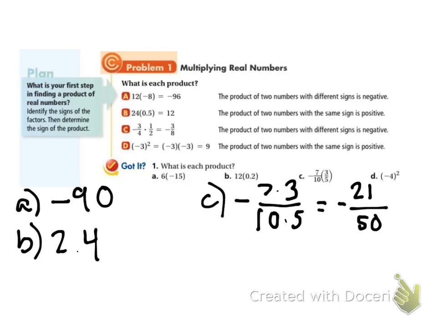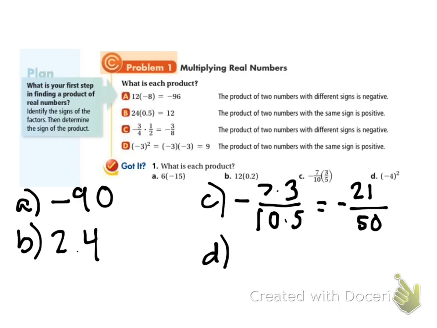If a number would go into the top number and into the bottom number, so like let's say I could divide the top number by 2 and I could divide the bottom number by 2, I need to divide to get to the simplest fraction I can. I can't divide this one by anything, so my answer is negative 21 over 50.